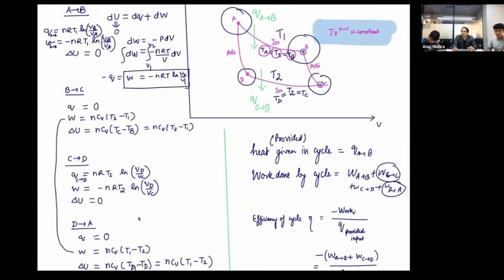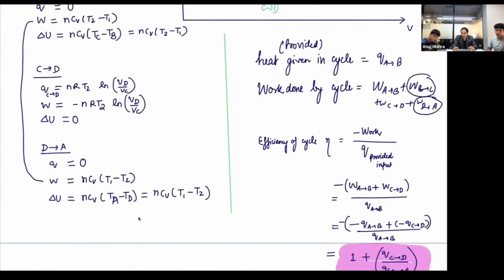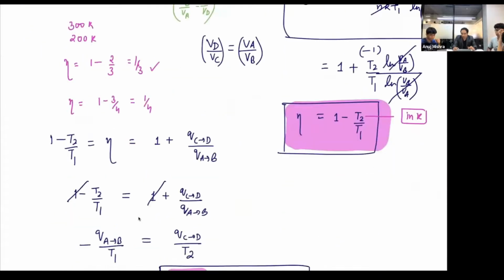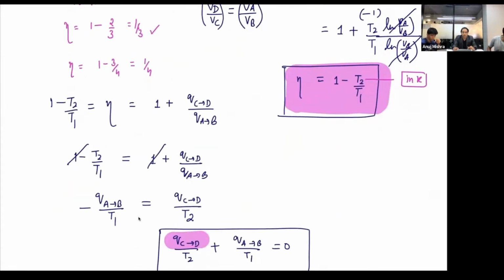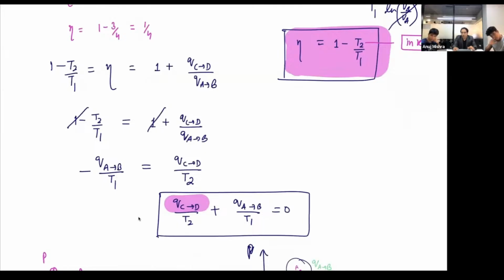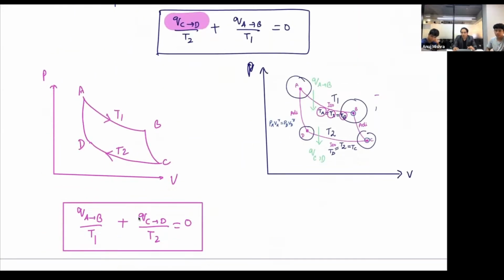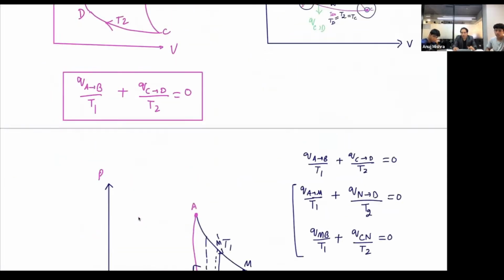And then we say net work done is WAB, WBC, WCD, WDA, upon Q net. Then we get some result like this. Eta is 1 minus T2 by T1. We rewrite it as QCD upon T2 plus QAB upon T1. And then this is written as the sum of Q by T equal to 0.